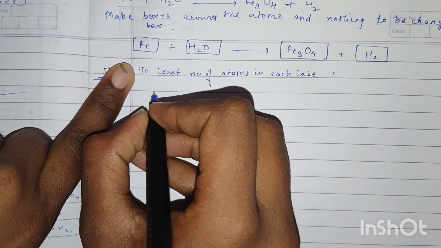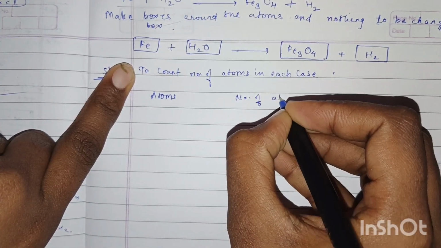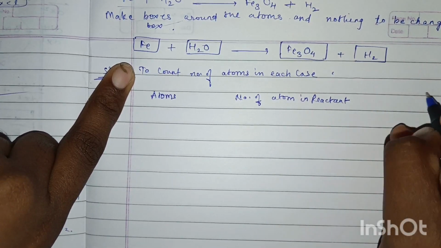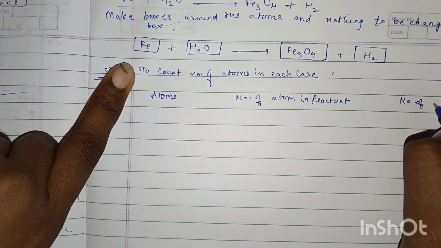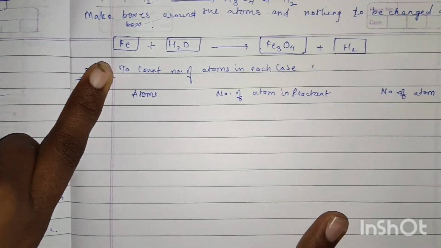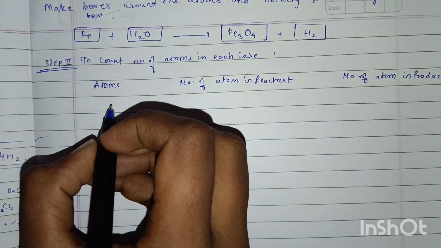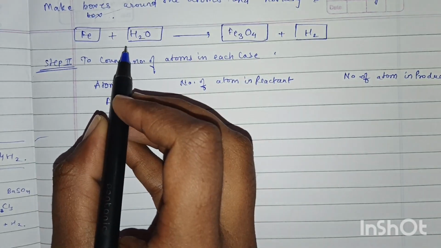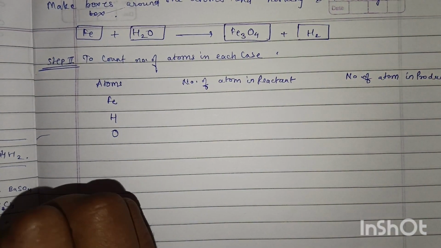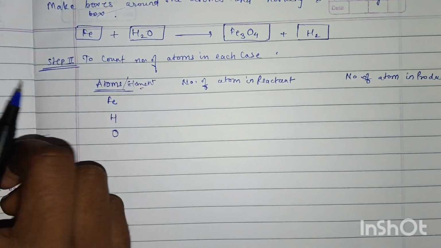So here it is atom, number of atoms in reactant, number of atoms in product. Okay, see iron Fe, hydrogen H and oxygen O. So here three elements are present. Okay, three elements are present.